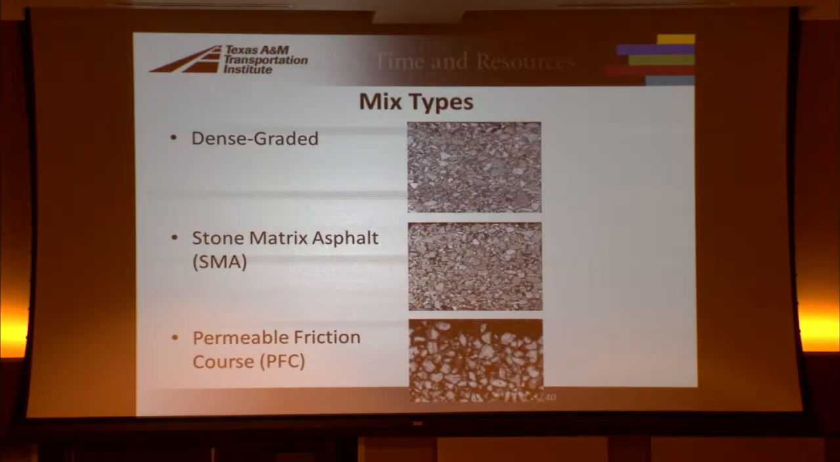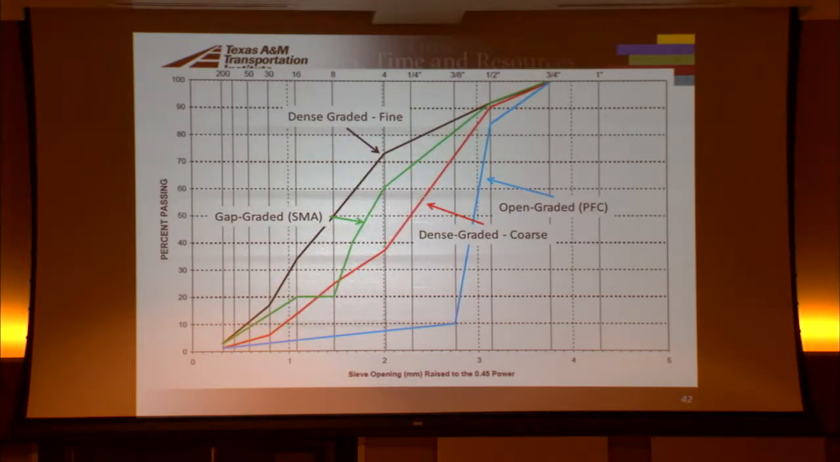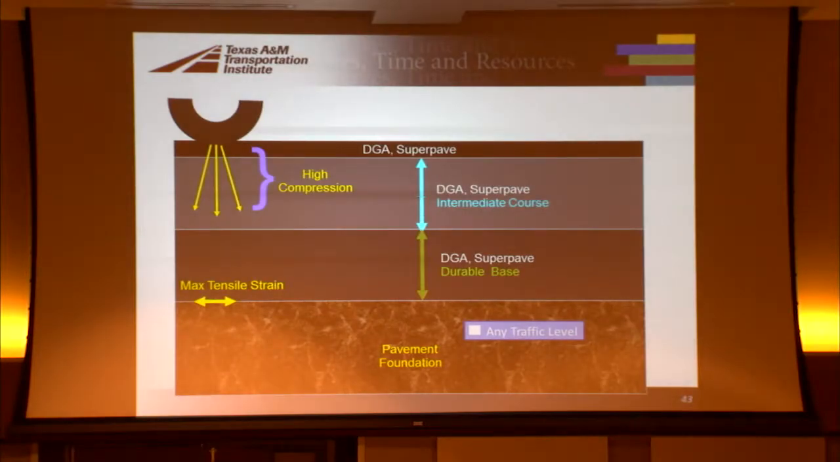Okay, types of mixes: dense graded mixes from type B, C, and D. Stone matrix asphalt, which we use in Fort Worth, and also a permeable friction course. And so the open graded systems are usually the permeable systems, permeable friction course. The well graded, you have good interlock and low permeability. And then you have gap graded, which we used a little bit of, that we had a little problem with. I'll discuss a little bit. These are the types of gradations you're looking at for these various surfaces. As you can see, we go from fine dense graded, like a type D or type F, even to an open graded PFC. You can see how the gradation curves change because of that.